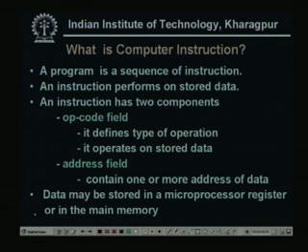So an instruction has two components. Normally we call them the opcode field and the address field. Now the opcode field defines the type of operation and it operates on the stored data. The address field contains one or more addresses of data on which the operation is to be performed, and data may be stored in a microprocessor register or in the main memory.